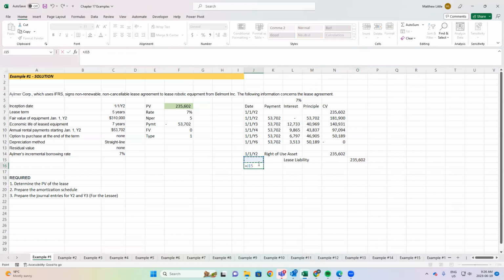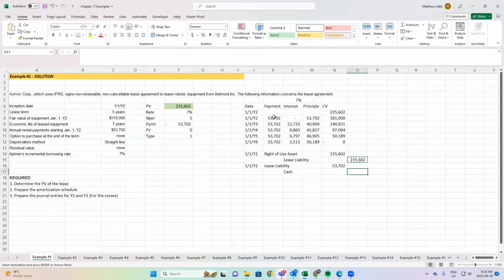We made a payment that very first day. That'll reduce our lease liability and come from cash. And the amount of our payment was $53,702. Moving forward to the end of the fiscal year. Okay, so let's go to December 31st. We need to depreciate the asset, and we'll have accumulated depreciation.